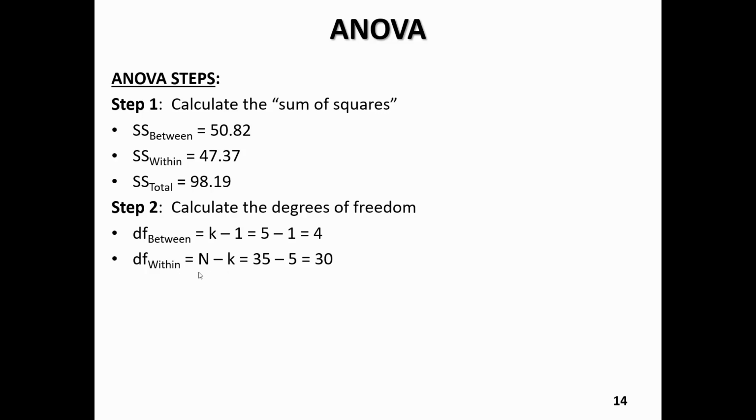The within term is the total number of cases in our study, that is our entire sample size indicated by an uppercase N, minus the number of groups. Recall that we had 7 businesses per group times 5 groups. That gives us a total sample size of 35, minus the 5 groups gives us 30. And our degrees of freedom total is just our sample size minus 1, which is 35 minus 1, and that's 34.